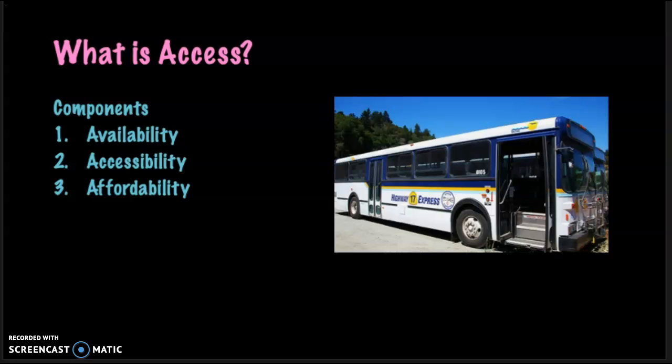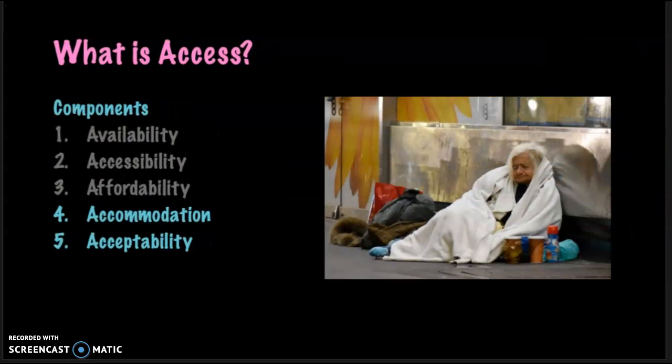The third is affordability. Is the service covered by insurance? Fourth is accommodation. Is the studio open at times when the client is not working? Last is acceptability, which can be a patient's attitude towards a treatment or a practitioner's attitude towards a patient. For example, is a massage therapist willing to lay hands on a homeless person?